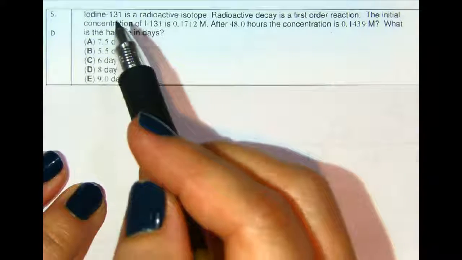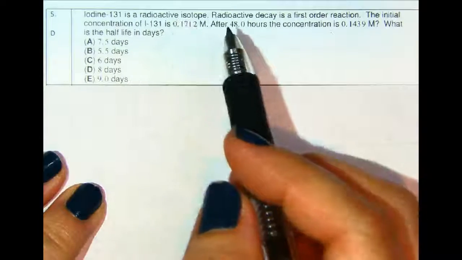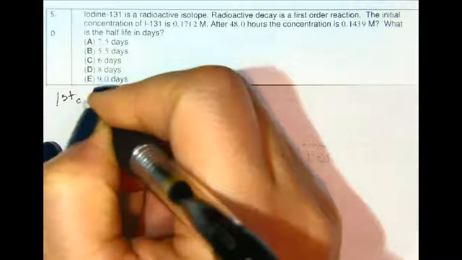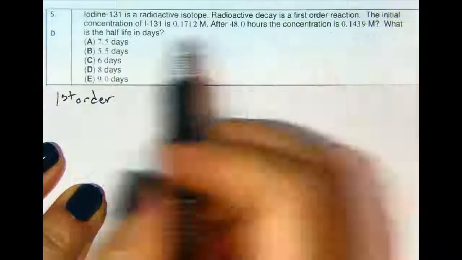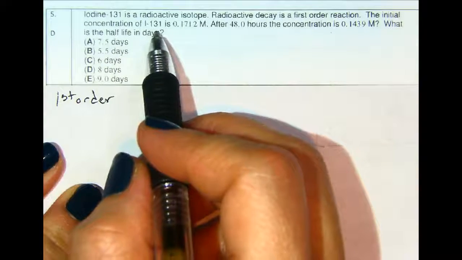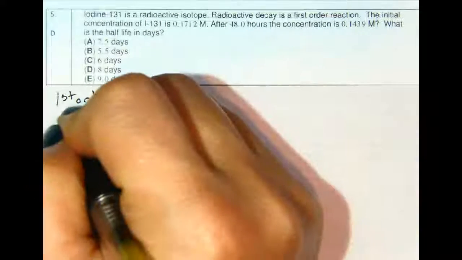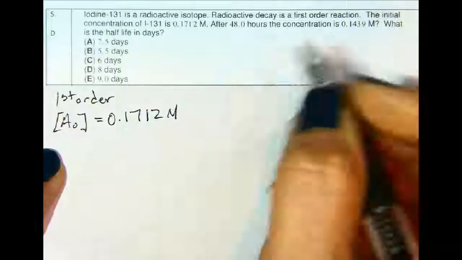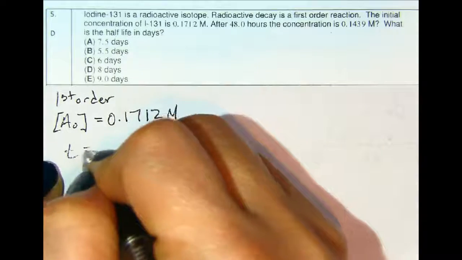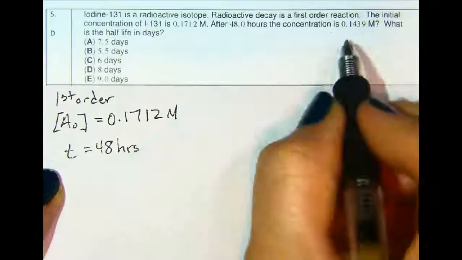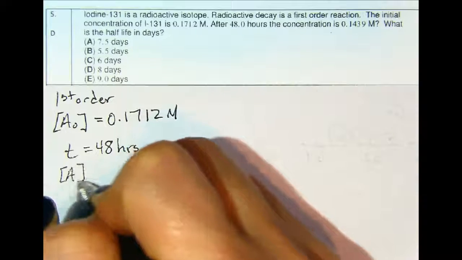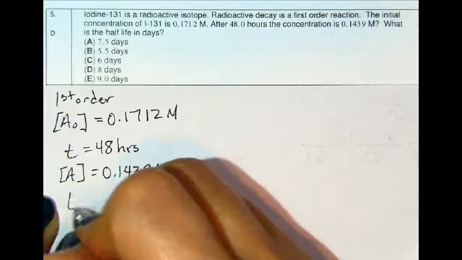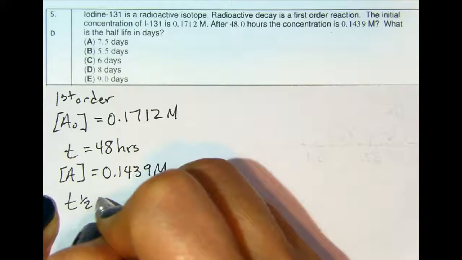Number 5, iodine 131 is a radioactive isotope. Radioactive decay is a first order reaction. So first order. The initial concentration of iodine 131, so this is A0, is 0.1712 molar. After a time of 48 hours, the concentration, so the new concentration, becomes 0.1439 molar. What is the half-life in days?